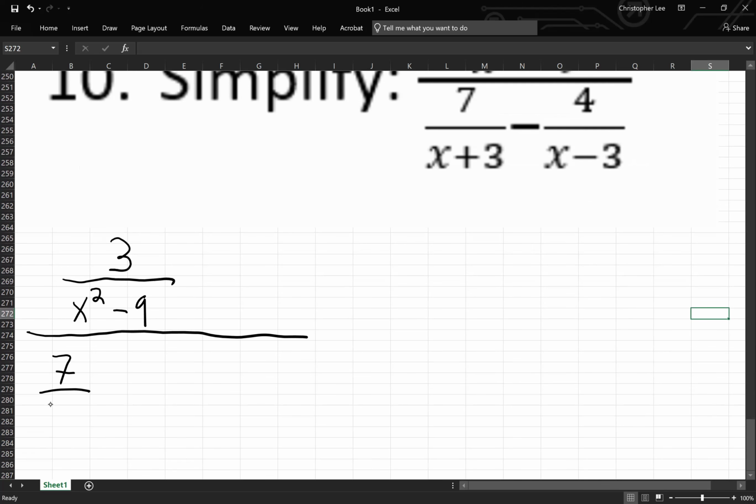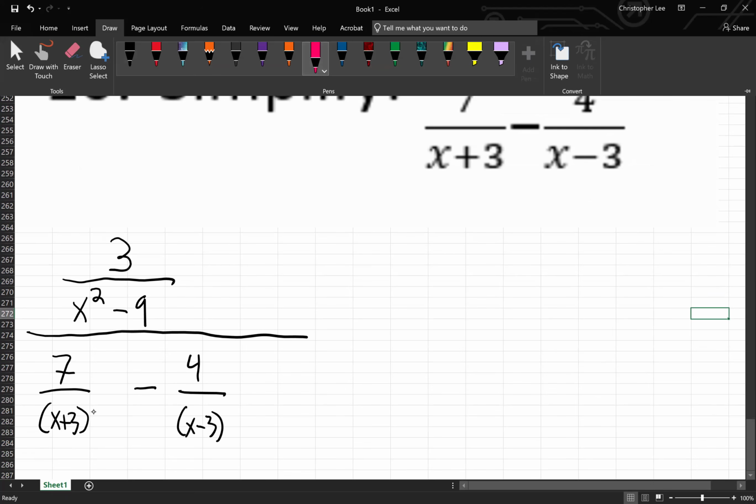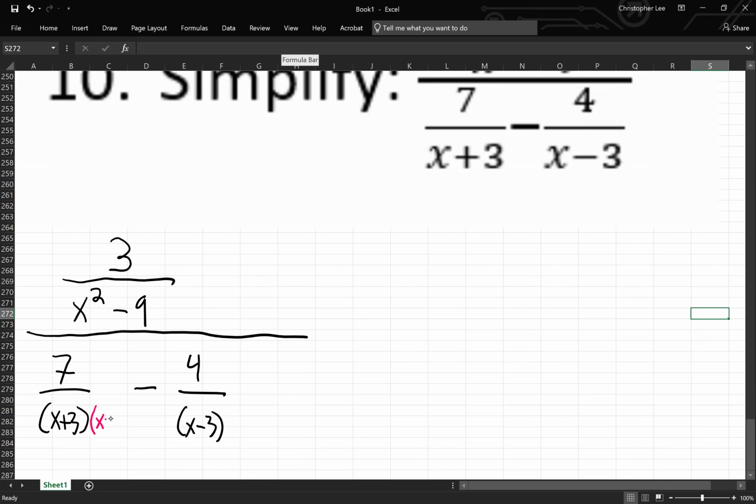I have 7 over x plus 3 minus 4 over x minus 3. I want to subtract them, so what should I do? All right, and what's the LCD there? So I'm going to multiply the x plus 3 times the x minus 3, but what I do to the bottom, I've got to do to the top. I'm going to multiply the x minus 3 times x plus 3. But what I do to the bottom, I've got to do to the top.